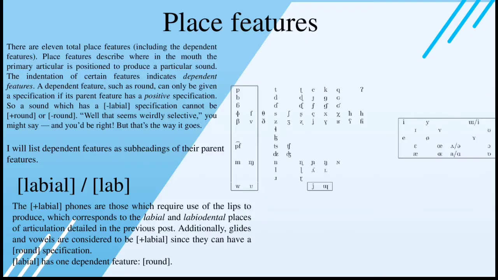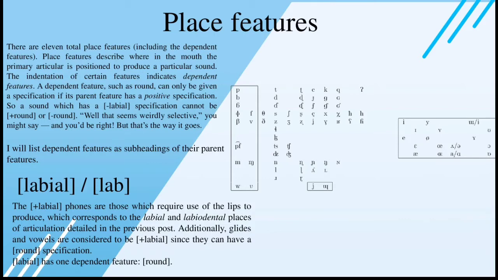Now we talk about place features. There are 11 total place features, including the dependent features. Place features describe where in the mouth the primary articulator is positioned to produce a particular sound. The indentation of certain features indicates dependent features. A dependent feature such as round can only be given a specification if its parent feature has a positive specification. Then you can read it by yourself.